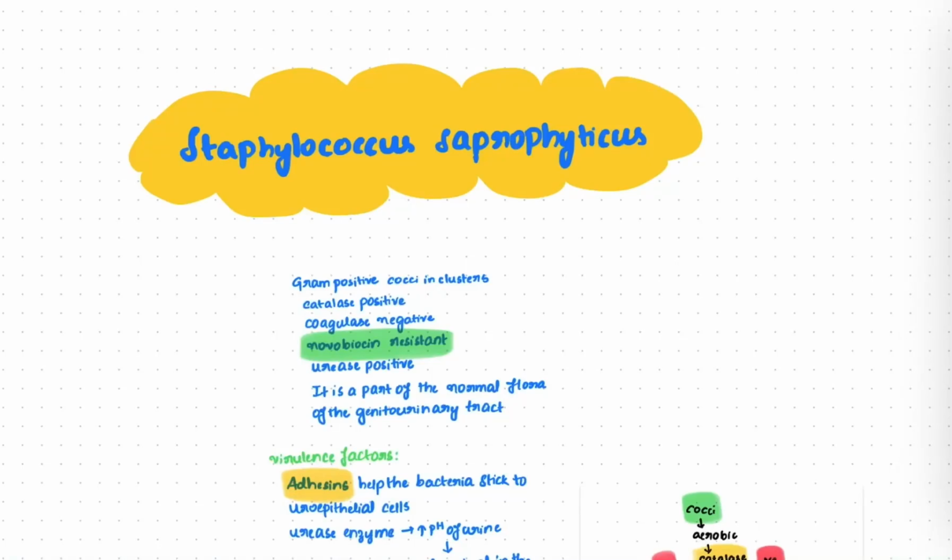Hello everyone, in this video we are going to discuss Staphylococcus saprophyticus. Staphylococcus saprophyticus is a gram-positive cocci arranged in clusters, and it is a catalase-positive organism like all the other Staphylococcus species, and it is coagulase-negative.